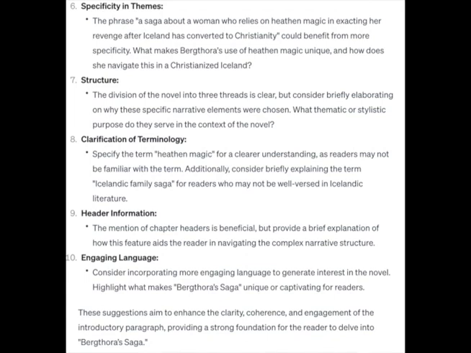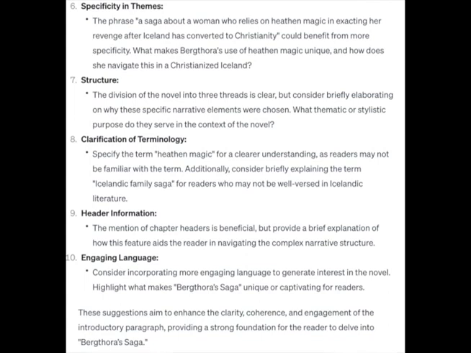Clarification of terminology is number 8. Specify the term heathen magic for a clearer understanding, as readers may not be familiar with the term. I could provide a brief definition of what that means. It's fairly complex, but I think maybe being a bit more specific would not be a bad idea.